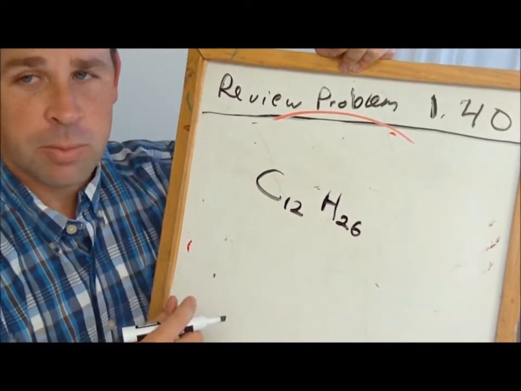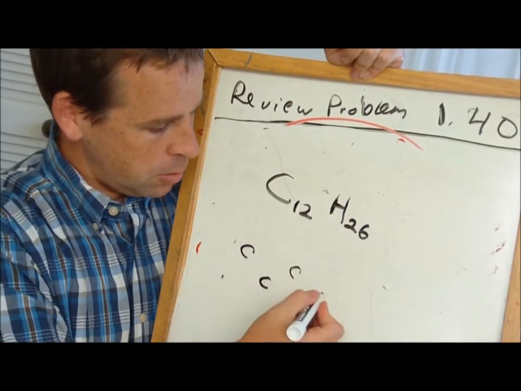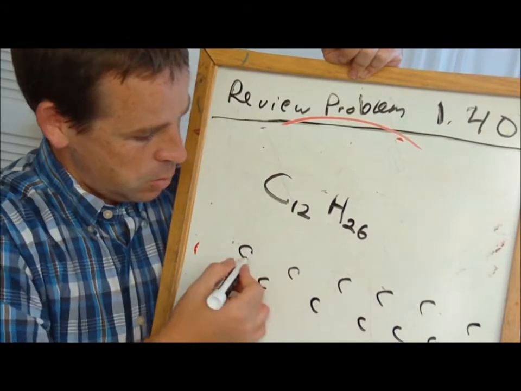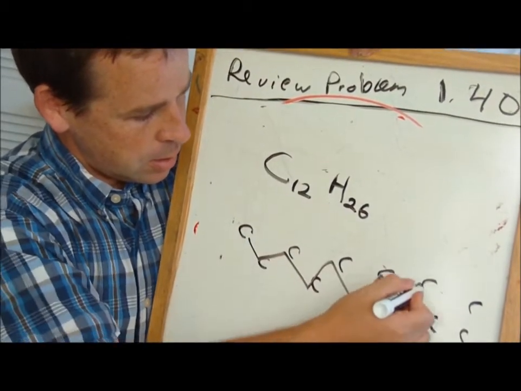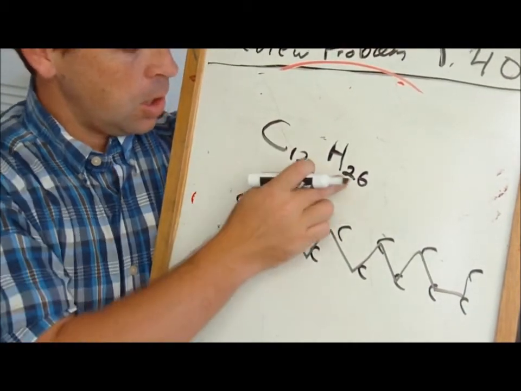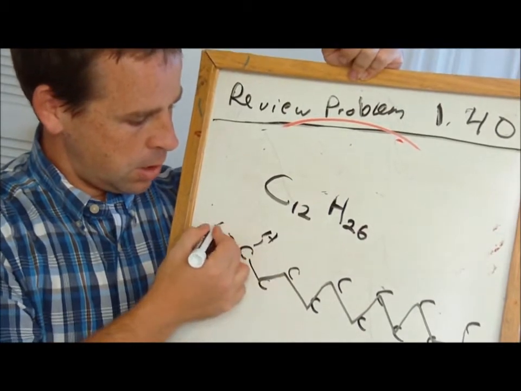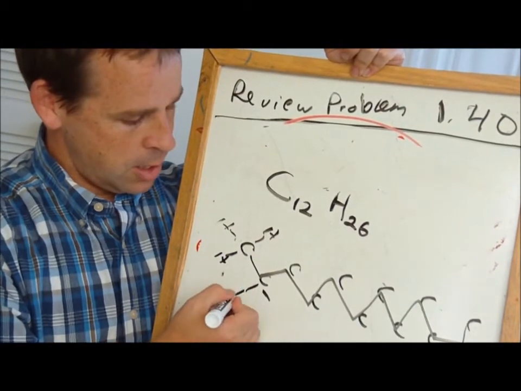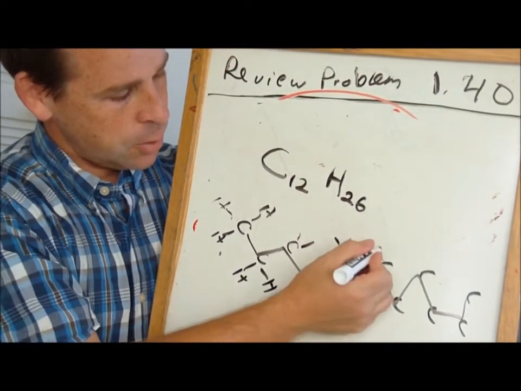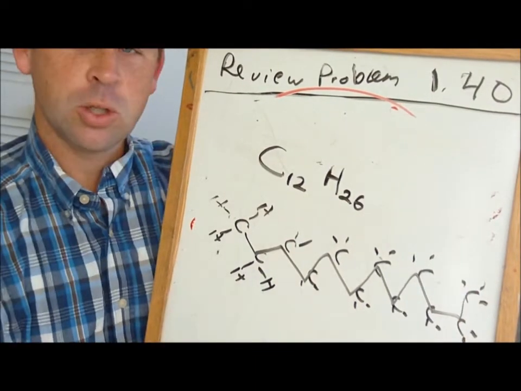All right, C12 means there's 12 carbons in one long chain. 1, 2, 3, 4, 5, 6, 7, 8, 9, 10, 11, 12. All right? So I made a chain of 12 carbons. 26 hydrogens means that there's 1, 2, 3, hydrogen, hydrogen, hydrogen. 4, 5, 6, 7, 8, 9, 10, 11, 12, 13, 14, 15, 16, 17, 18, 19, 20, 21, 22, 23, 24, 25, 26. 26 hydrogens.